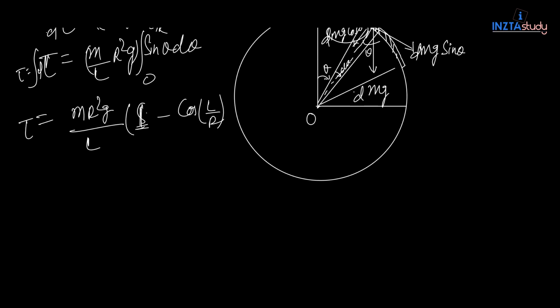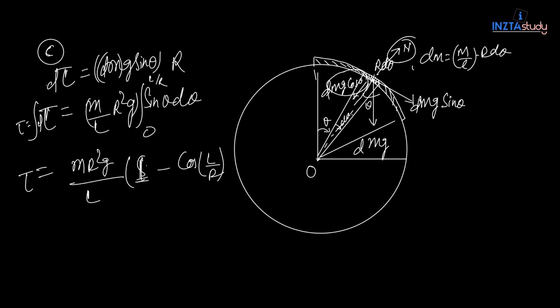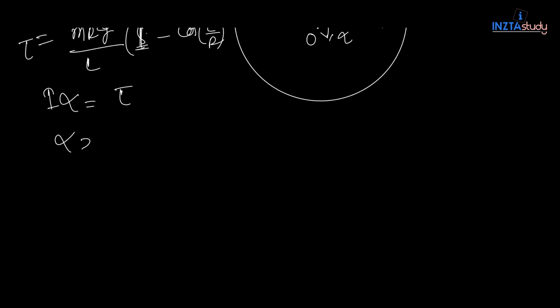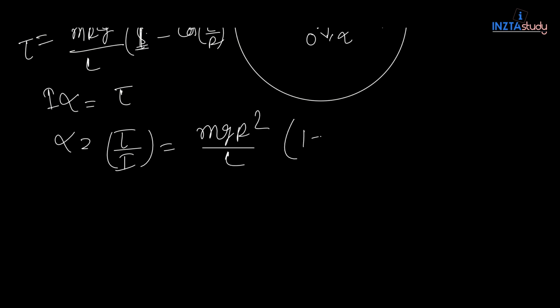Because of this torque, it will have an angular acceleration α. So torque is equal to I times α, so we can say that α is equal to torque by I. The torque is m g r square by L times (1 minus cos L by R).